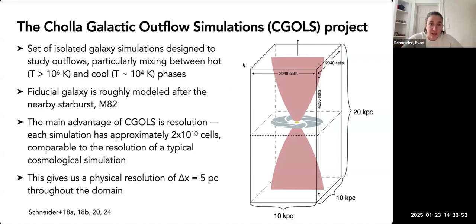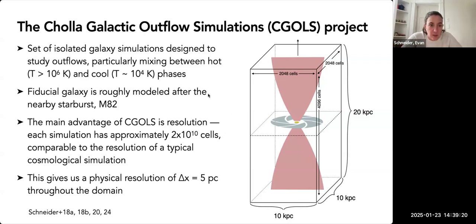So the Cholla Galactic Outflow Simulations, or CGOLS project, is a series of simulations that were all designed to explore this particular question. What is happening in the outflows from galaxies in particular? What's going on as you mix the hot and cool phases, and trying to really resolve, especially that cool phase structure.